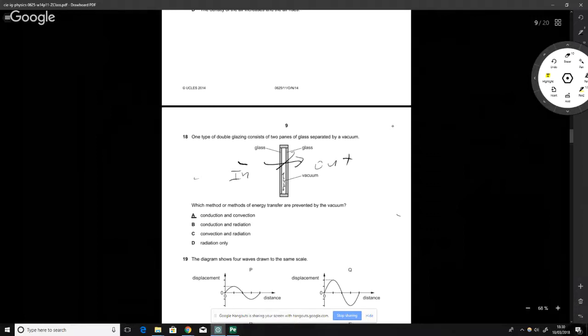Okay, so that's going to stop both conduction and convection. There could technically be a small amount of conduction across these little gaps here, where you're holding it in. That would basically be the boundary of the window. But since there's nothing to transport the heat across, the only thing that can get across is radiation. And so the ones that are prevented are conduction and convection.